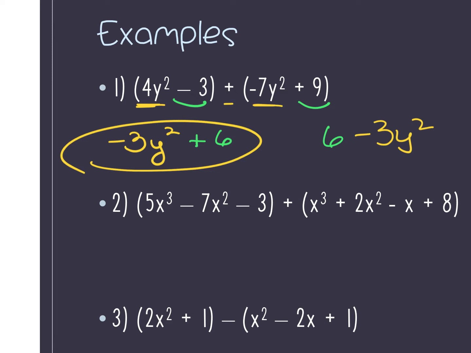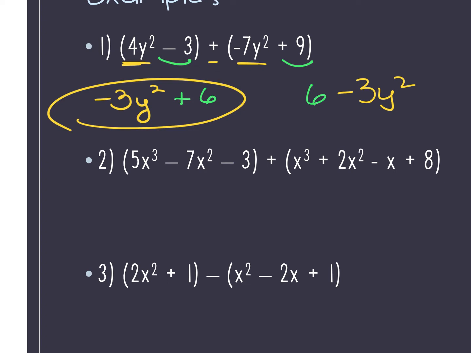For the next one, still an addition problem. All we're doing is looking for like terms. So I have a like term here, 5x to the third power, as well as this x cubed. Now this x cubed has an assumed 1 here. So this is 5x cubed plus 1x cubed, which is going to give me 6x cubed, or 6x to the third power. Next, I'm going to look for another set of like terms. I'm going to do my squared terms. Negative 7x squared plus 2x squared gives me negative 5x squared.